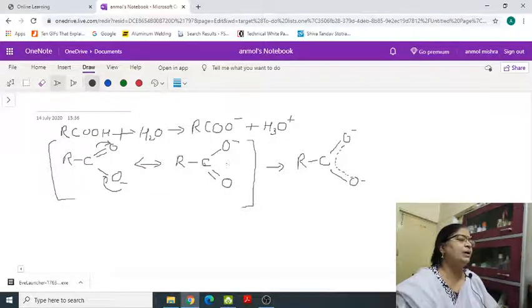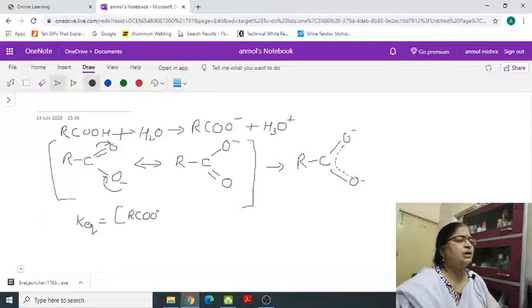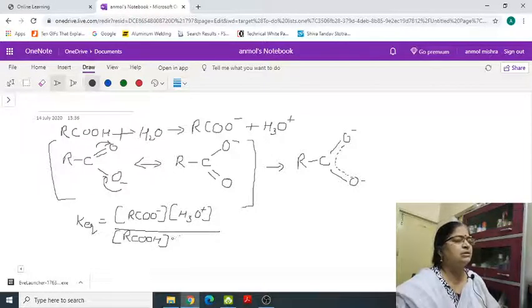Now if we apply the law of chemical equilibrium on the above reaction, then K equilibrium will be equal to the active mass of carboxylate ion into hydronium ion divided by the active mass of carboxylic acid and water.